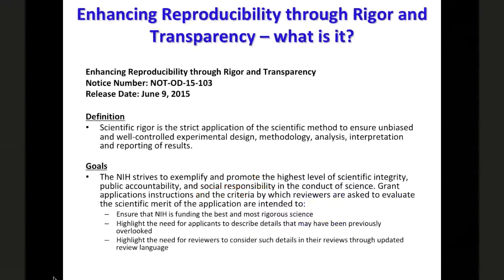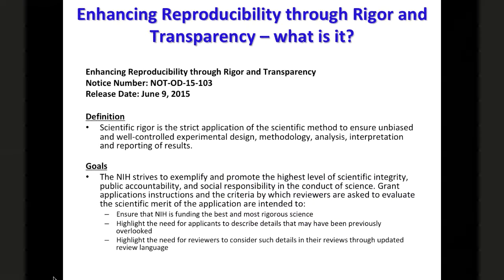So what are we talking about today? What is enhancing reproducibility through rigor and transparency? This came out a little over 4 years ago. The definition is: rigor is the strict application of the scientific method to ensure unbiased, well-controlled experimental design, methodology, analysis, interpretation, and reporting of results.